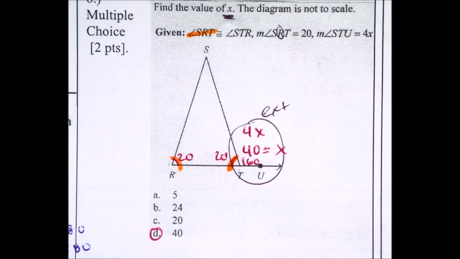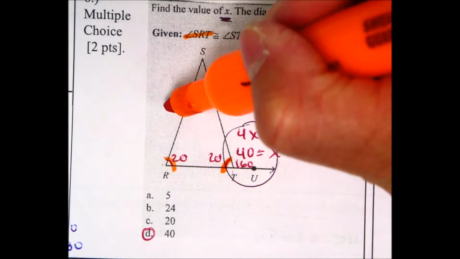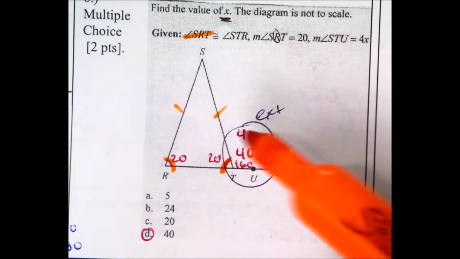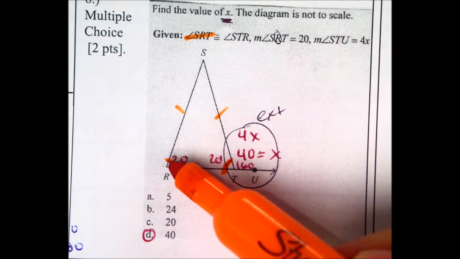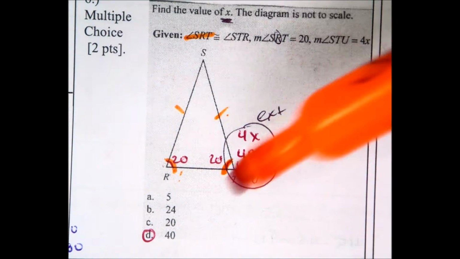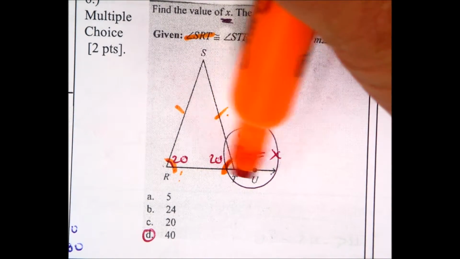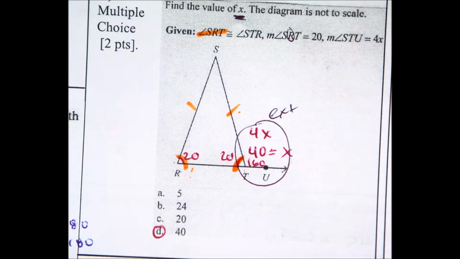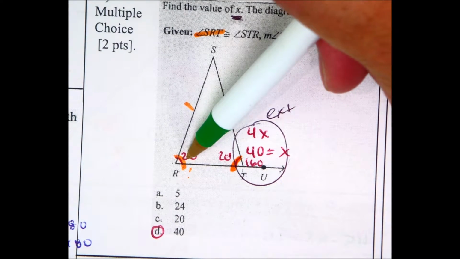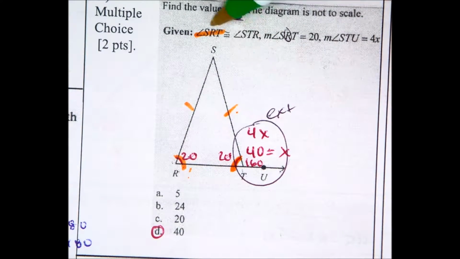Well, remember, essentially they don't tell you, but this is an isosceles triangle. I know it's an isosceles triangle because I have two congruent angles. The congruent angles are telling me about the sides. All I need to know is something right here. If this angle is 20, then this angle is 20 because they told me the angles are congruent.